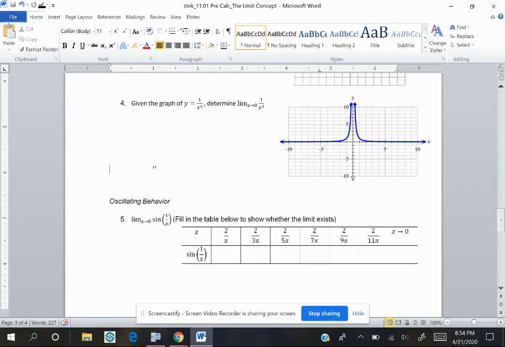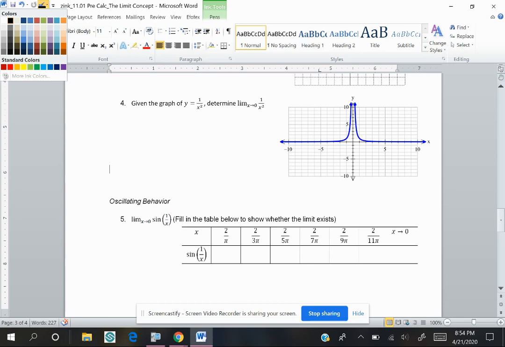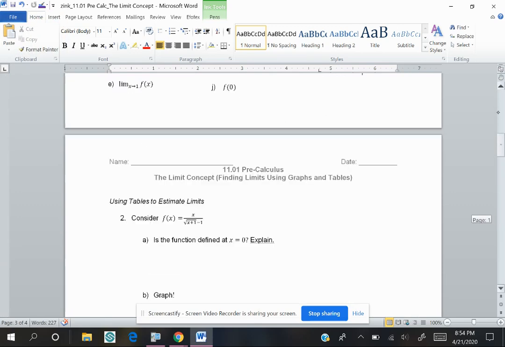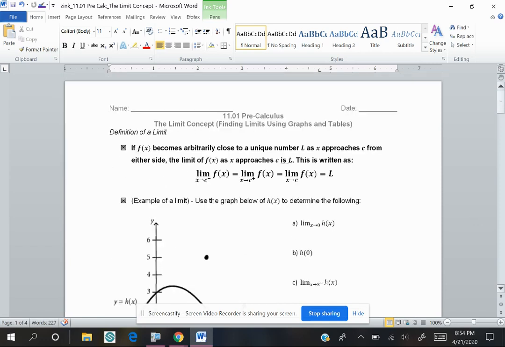We're on 11.01, so we're starting a brand new unit. It's our last unit. It's on limits, which is a really fun topic and will help you a lot if and when you take calculus. So we're looking at a basic approach to limits today. We're looking at them graphically, and we're going to look at them using a table. And then at the end of the lesson, we'll talk about another method using substitution.